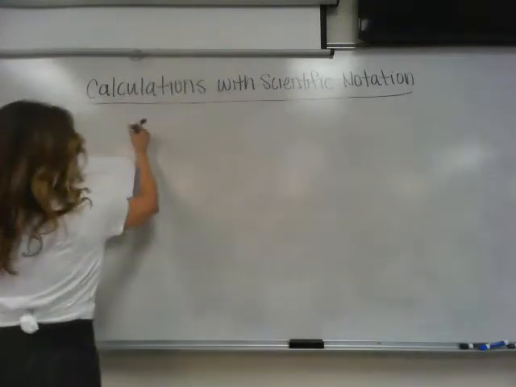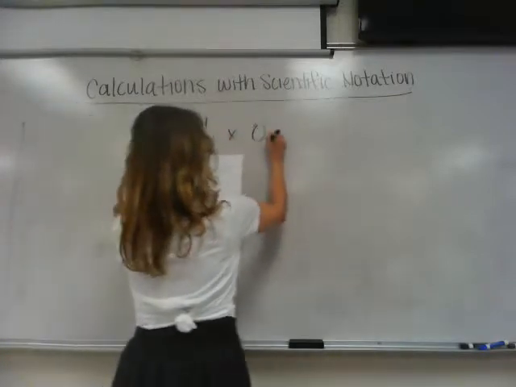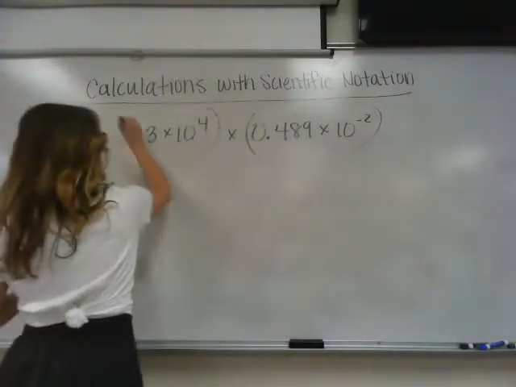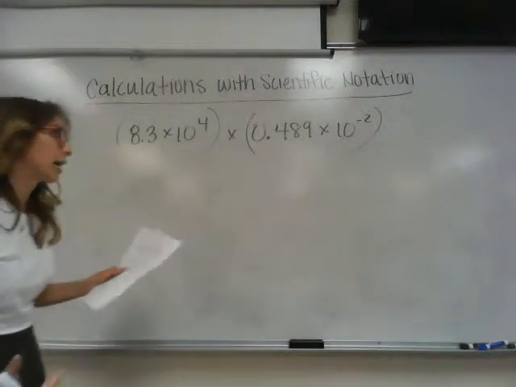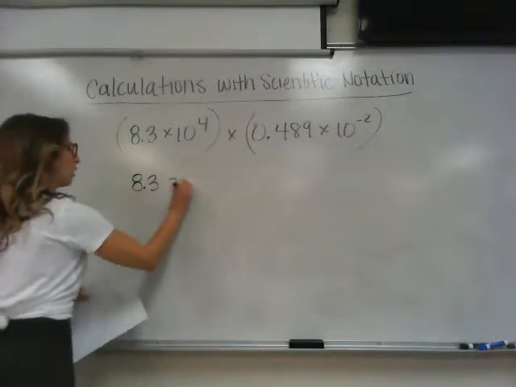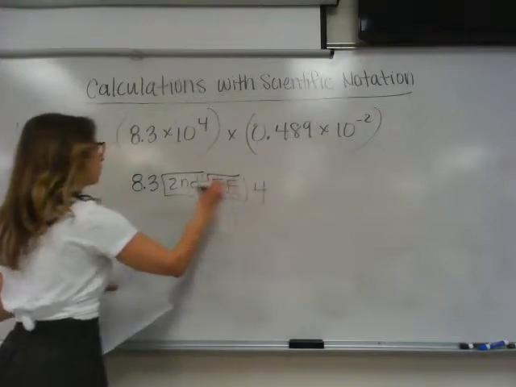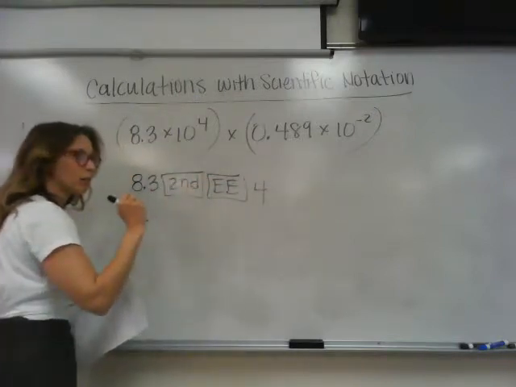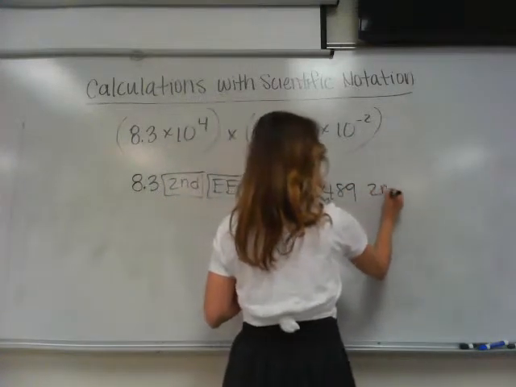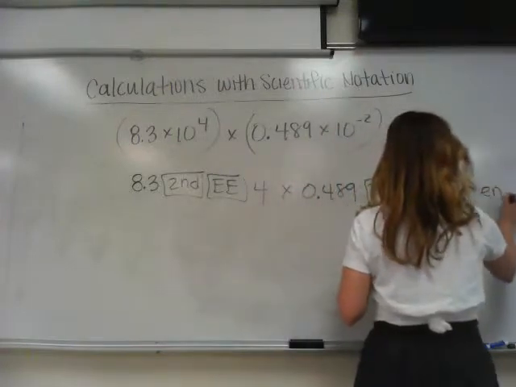Number 2, you've got 8.3 times 10 to the 4th times 0.489 times 10 to the negative 2. So you're taking two different numbers in standard scientific notation, and you're multiplying them. In your calculator, 8.3 second E 4. You don't have to do times second E 4. Then do times 0.489 second E negative 2, enter.